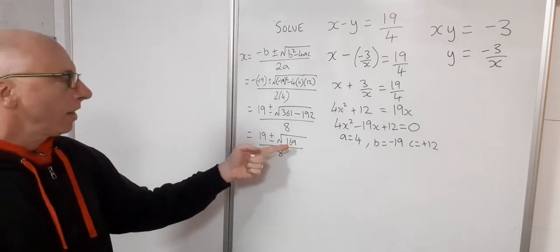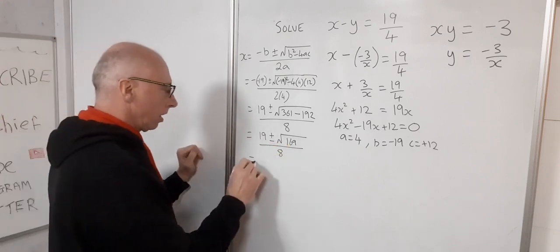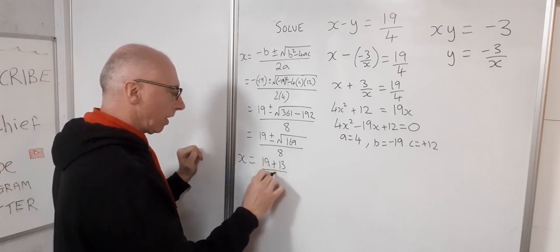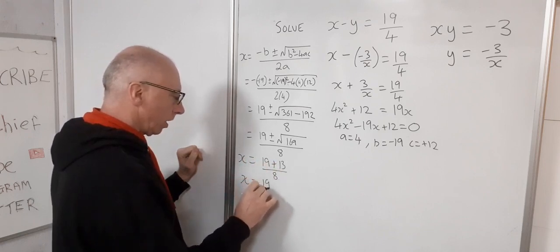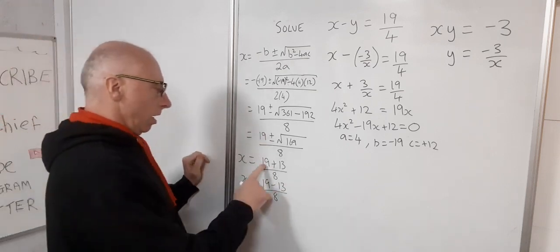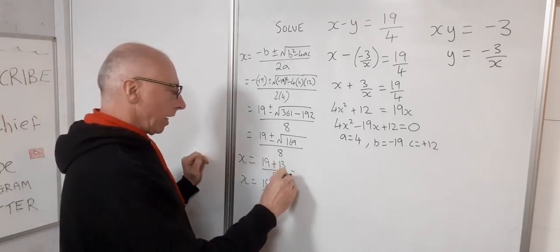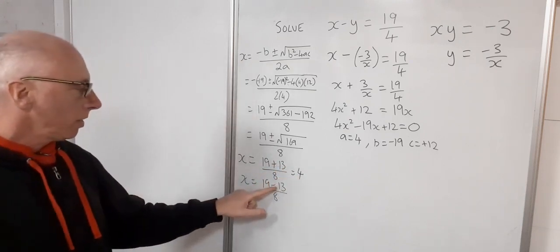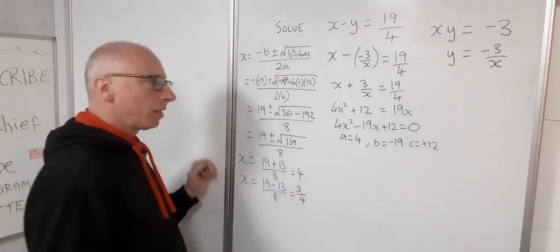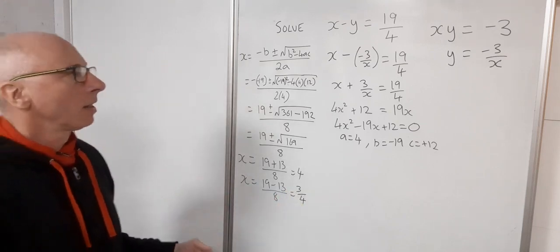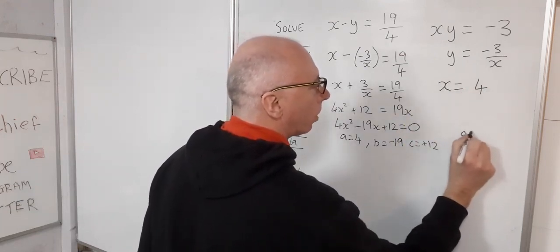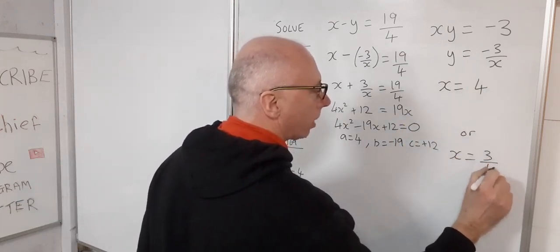Now square root of 169, that's pretty handy. I know that is just 13. So therefore x equals 19 plus 13 over 8, or x equals 19 minus 13 over 8, using the plus and minus. 19 plus 13 is 32, divided by 8, that's 4. And 19 minus 13 divided by 8, that's 6 over 8, which is 3/4. So that's the two values for my x's. So let's write that up here. So x equals 4 or x equals 3/4.